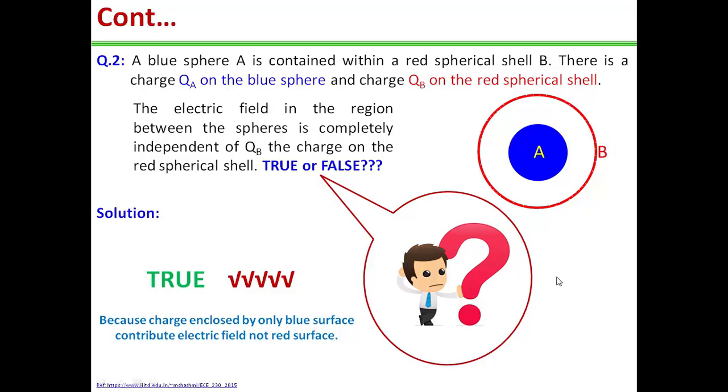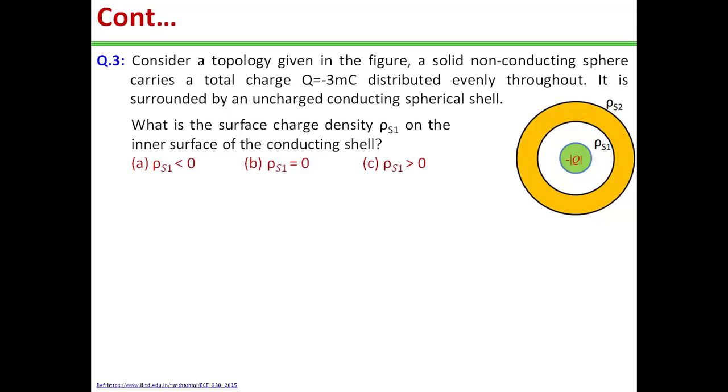So I think you understand this, which is basically an application of the Gauss law. And the third question is: consider the topology given in the figure. A solid non-conducting sphere carries a total charge Q equal to minus 3 millicoulomb. This is the non-conducting sphere and it carries charge Q equal to minus 3 millicoulomb, distributed evenly throughout.